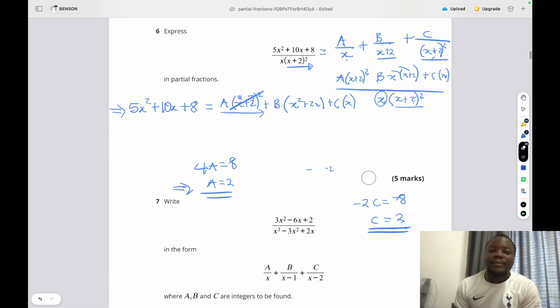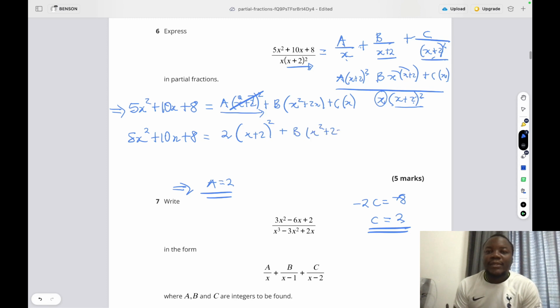So we want to find b. Now to find b, it's very easy. We already have our a and c, so we are just going to replace those values in there. So we've got 5x squared plus 10x plus 8 equals, our a is 2, so we've got 2 times (x plus 2) squared plus b times (x squared plus 2x). Remember I expanded that, and then plus our 2x.